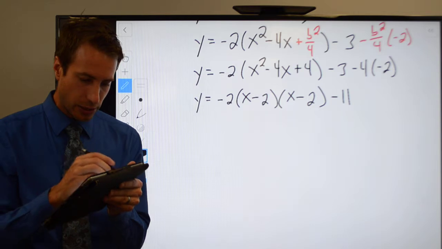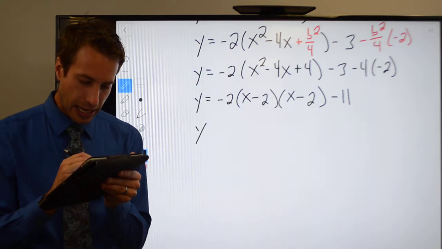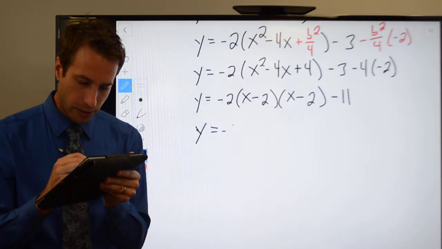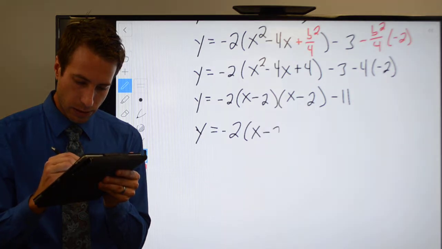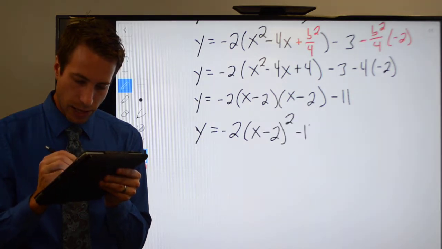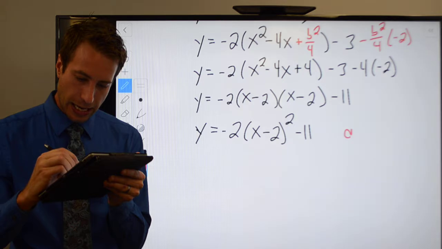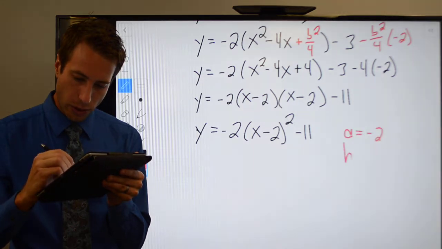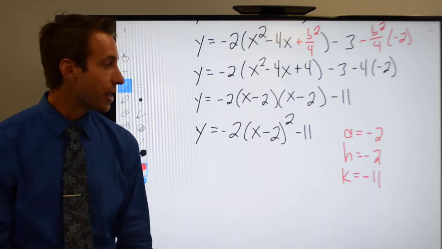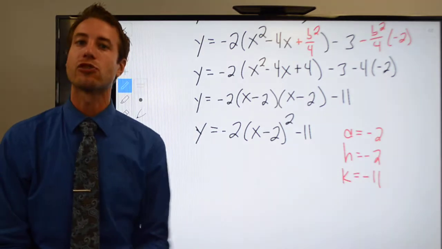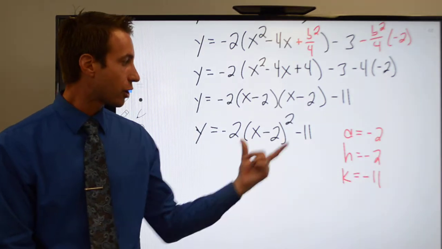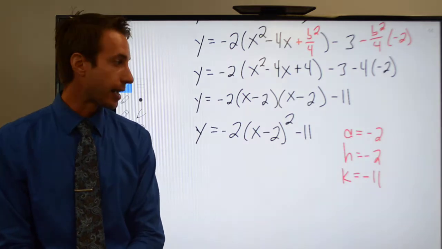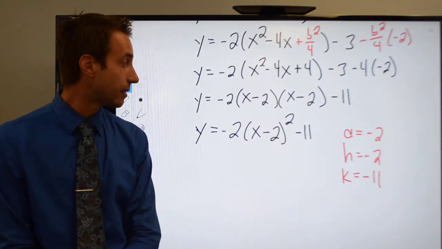Last thing you'll need to do is write it as a quantity squared. And you can now quickly recognize your A, your H, and your K, which then will allow you to quickly make transformations to the parent function and graph this quadratic relatively easy.